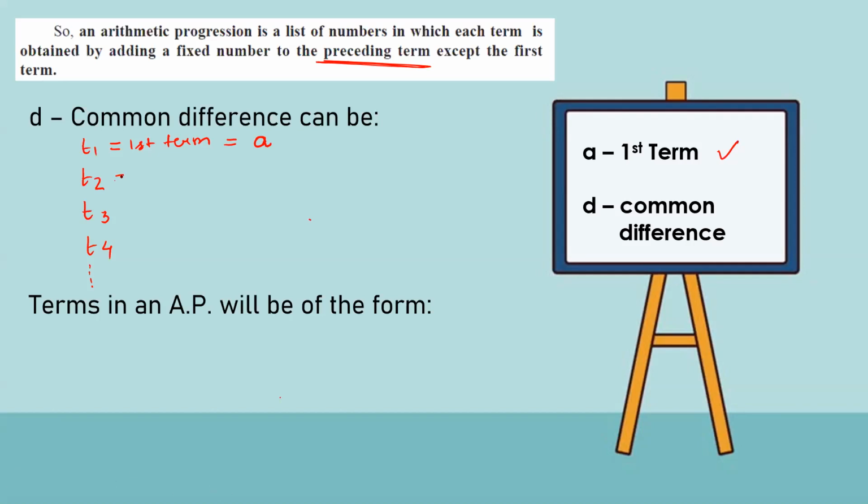Now how will I obtain the second term? To the first term, I'm adding a D. What is D? D is the common difference. Then only I'll get my second term. So this is A plus D, right? This will be A plus D.